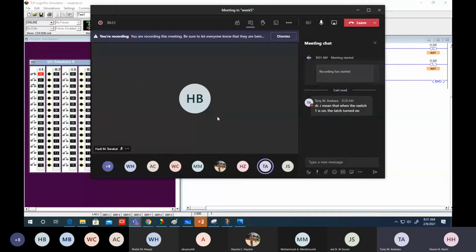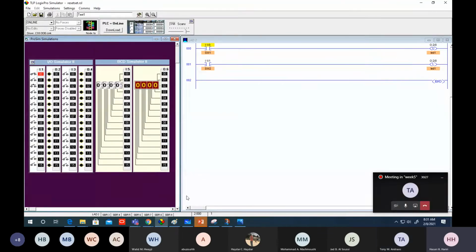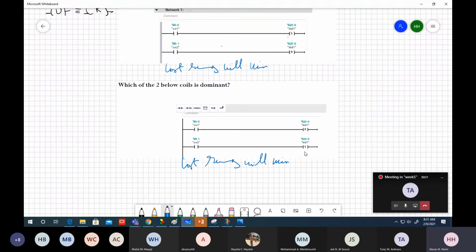Yes, but here I have unlatch then latch, right? Yes. Let's see the problem how it is. So first I have latch and unlatch. Here I have unlatch then latch. I just switched them.